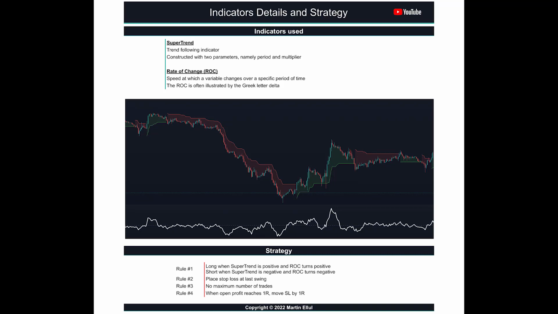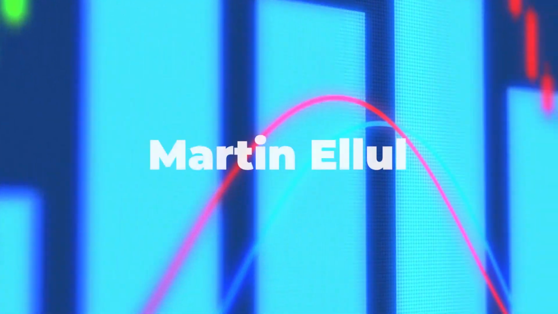Today I have an amazing trading strategy which I'm going to backtest for you over 100 trades. It's one of the best strategies that we've tested so far. I'll first tell you about the indicators that we're going to be using, show you a few examples, and then go straight into the backtest.